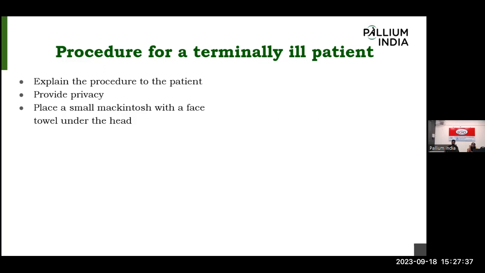And always you have to provide privacy, and provide a small Macintosh with a face towel under the head.